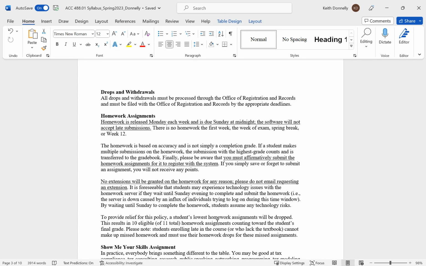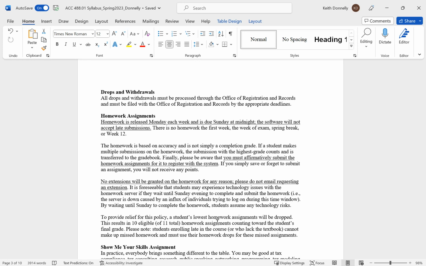A few things about the homework. It's based on accuracy. It's not simply a completion grade. So whatever you earn on the homework is what you get. You get unlimited attempts. So whatever your highest attempt is, if you get 10 points, 8 points, and 6 points, you do 3 different times, the 10 points is what would transfer, your highest grade.